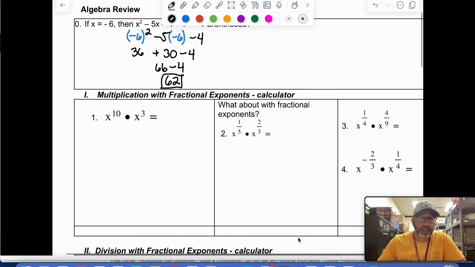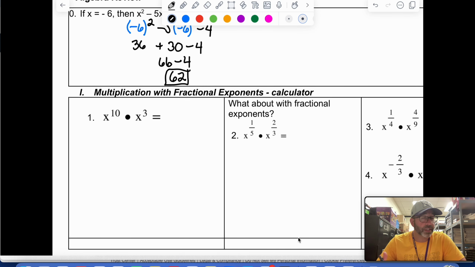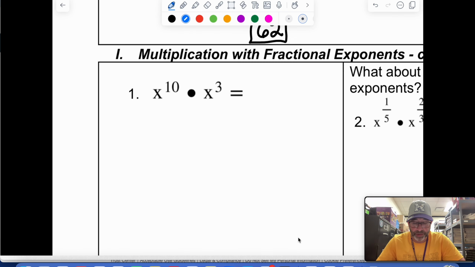So now let's talk about the actual fractional exponents. Again, you notice the word here, calculator. It's really helpful to use this. You don't have to, but I'm going to encourage you because it's going to help save some time. So let's review some of the rules here first.